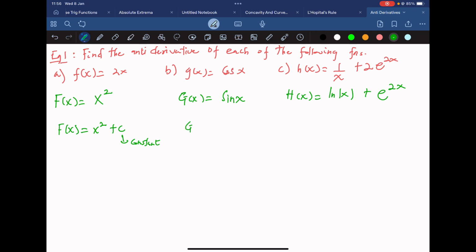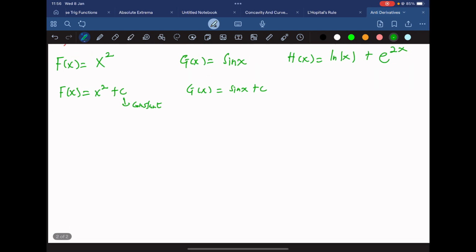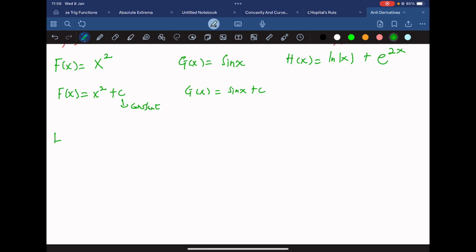Doing the same thing for this, we are going to have sine of x plus c, because even if you have sine x minus 8, if we differentiate sine x, you get cosine. But if we differentiate the constant, it goes to 0. So you have to note. And in doing the same thing for h of x, you just have to add c to make it the antiderivative, the general antiderivative. So let's look at a different example here.